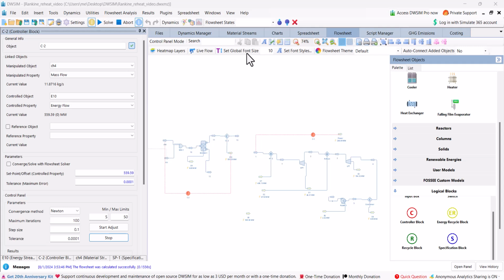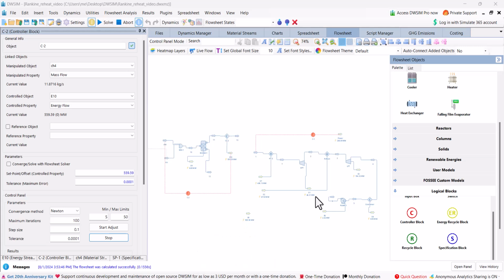So today I will try to make a reheat Rankine cycle. It was a request from one of the comments in one of my other videos. So let's start without wasting any time.